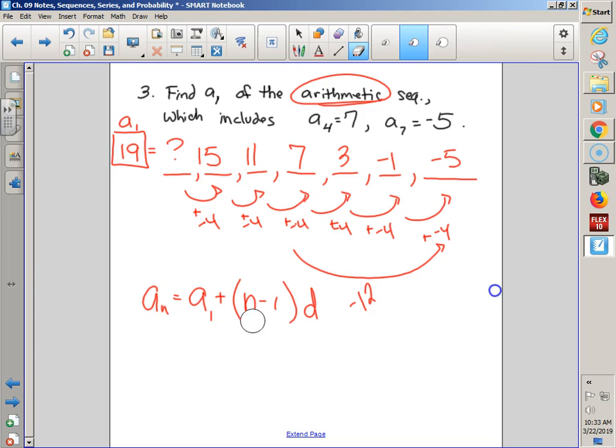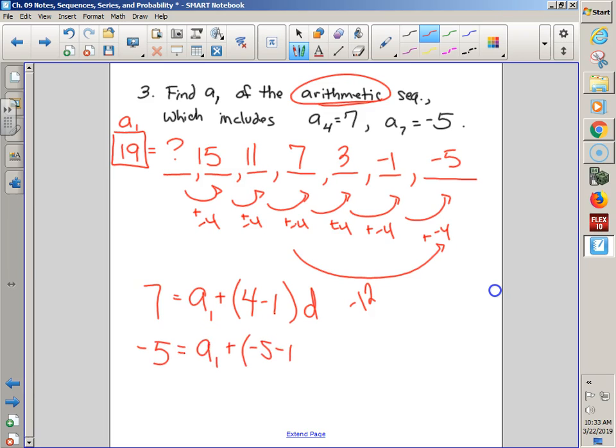So we could have plugged in. We knew the 4th term was 7, but the problem is we couldn't have solved for d or a1. We could have plugged in that we know the 7th term is -5. Oh, and it's a system of equations. You could have done it mathematically with a little baby system.